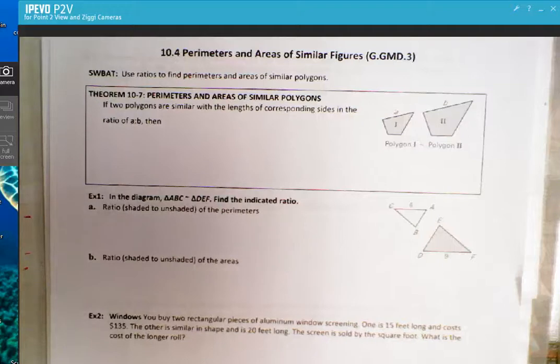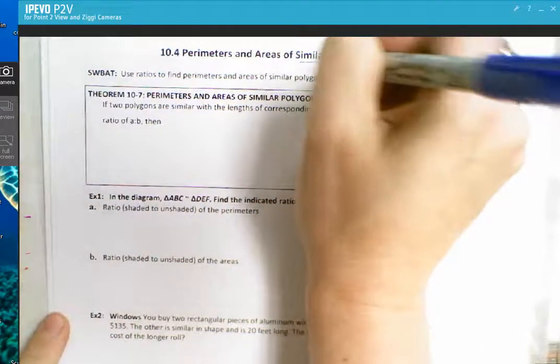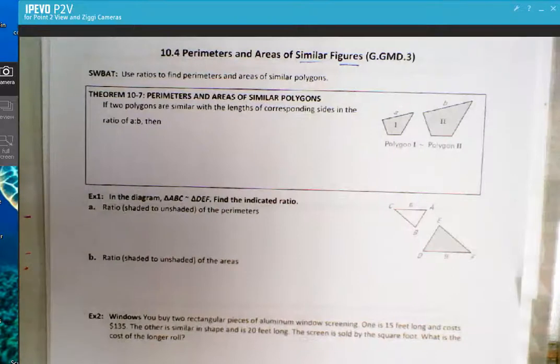Alright, hi guys. This will be our last video for the week before we get into our quiz and then the rest of the chapter next week. So we're going to look at perimeters and area of similar figures today. We've already been exposed to similar figures, meaning we can write a similarity ratio and do all kinds of stuff. So we're going to apply our ratios to perimeters and areas today.